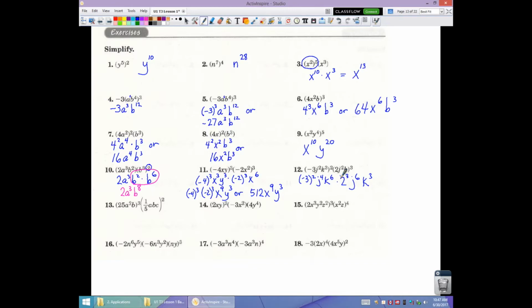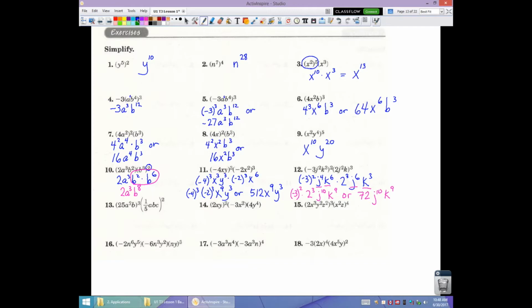So what needs to be combined here are the j's. So j to the 4 plus 6 is 10, and the k's, k to the 6th times k to the 3rd is k to the 9th. But like we did in number 11, we could either keep these powers, negative 3 squared times 2 to the 3rd, we could keep them separate, or if we simplify them, negative 3 squared is 9, 2 to the 3rd is 8, so 9 times 8 is 72. So 72 j to the 10th, k to the 9th.